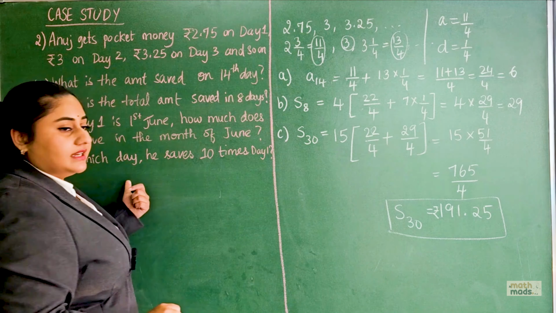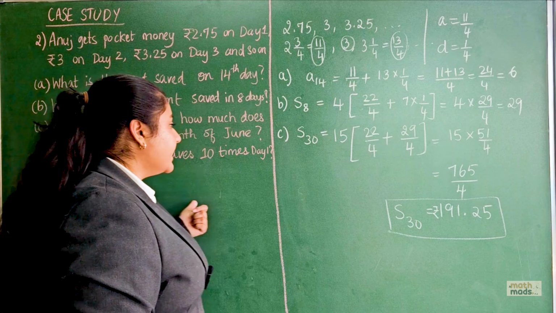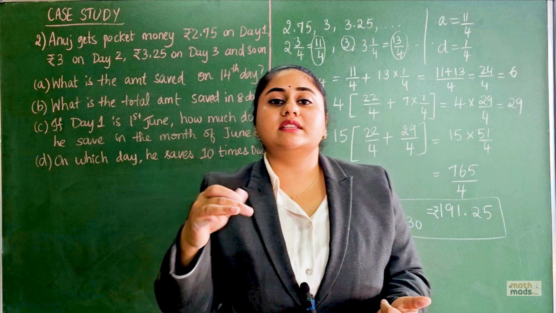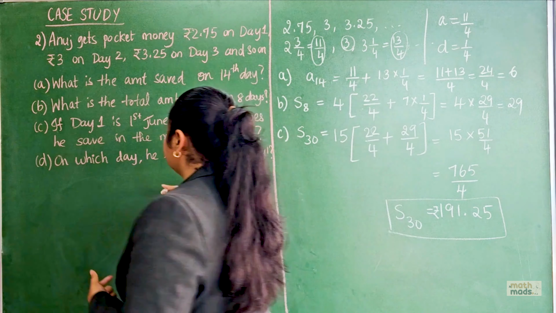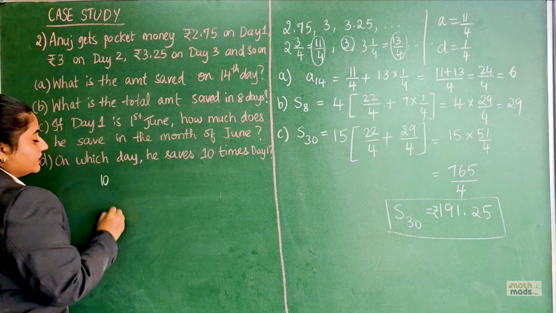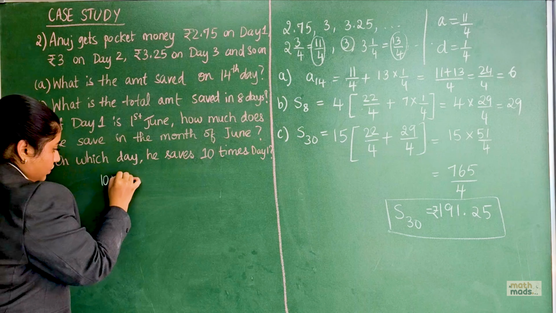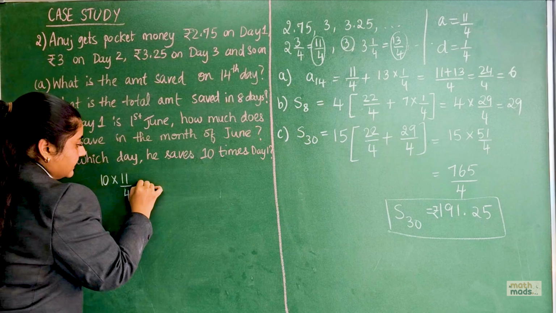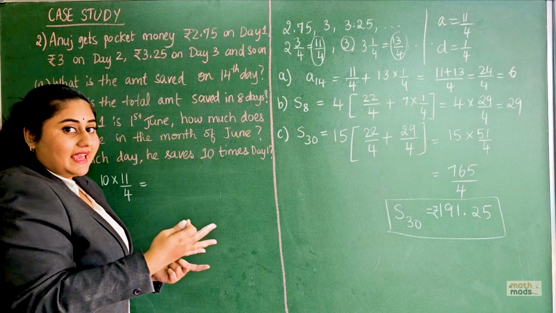Okay. Now let's look at the last one. On which day does he save 10 times the day 1? So 10 times day 1. On day 1, how much has he saved? 11/4. So 10 into 11/4 is equal to which day? So I am supposed to find n.